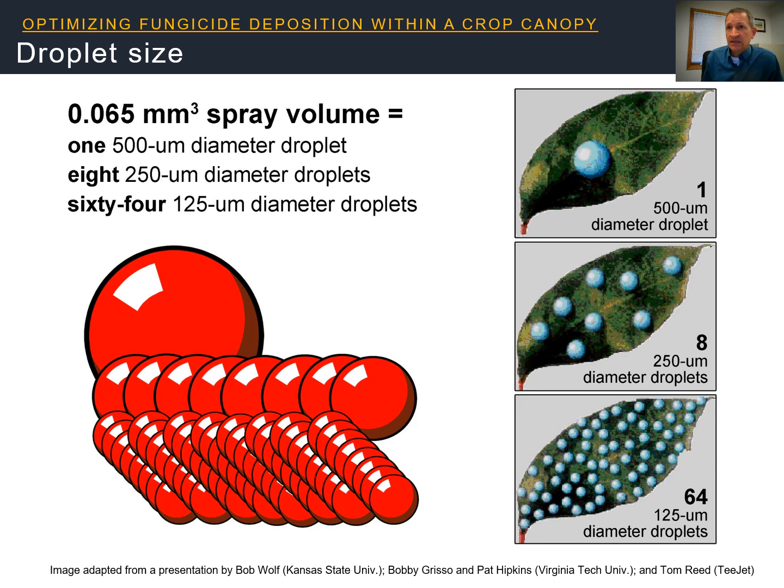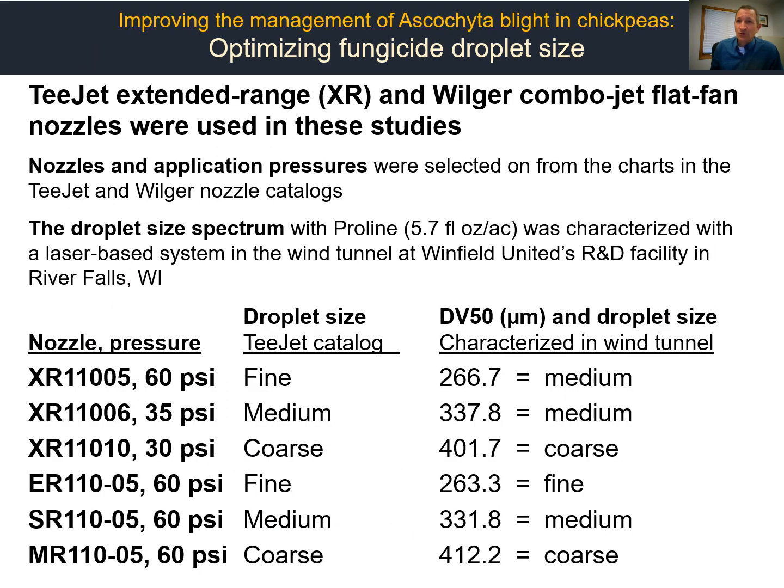And the propensity towards drift and the lack of velocity means that those finer droplets have a very hard time getting inside a dense canopy. Think about a ping pong ball versus a lead ball. You throw them with the same amount of force, and that lead ball is going to have a much easier time getting through some dense materials, right? And so same concept here with spray droplets. Okay, so how do we do the testing? We did testing with both TJet and Wilger nozzles.